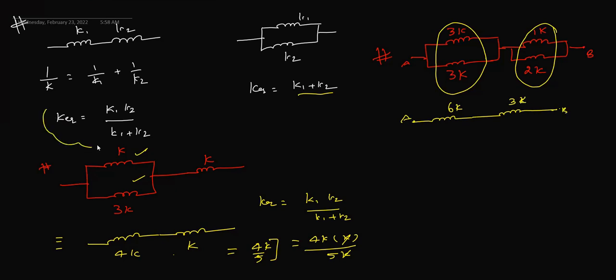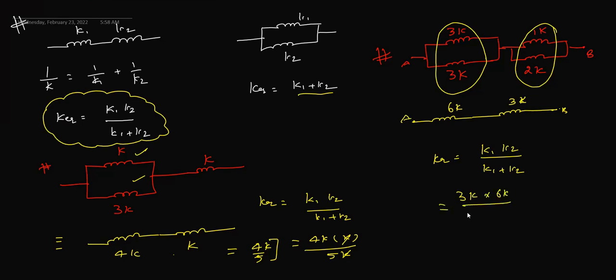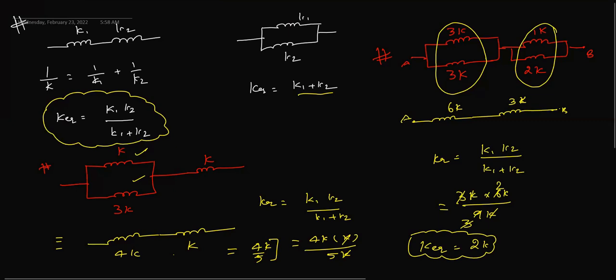What is the series combination formula we have? K equivalent is K1 K2 divided by K1 plus K2. K1 value is 3K, K2 value is 6K, divided by 3K plus 6K, which is 9K. K will get cancelled. 3 ones are 3, 3 threes are 9, so 3 twos are 6 over 9. Therefore, our K equivalent will be 2K for this question. This is how we can solve spring series and parallel combinations, the same topic which we discussed in oscillations.